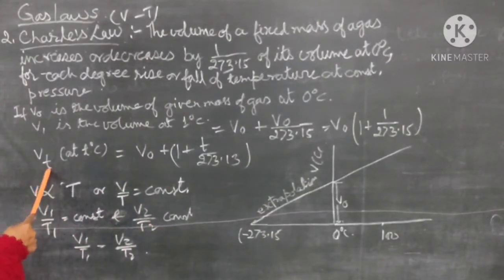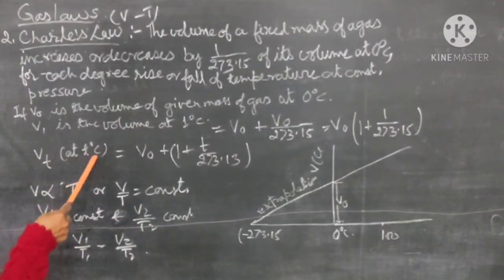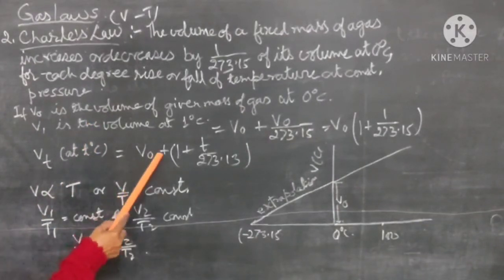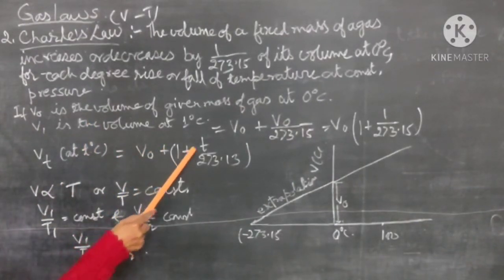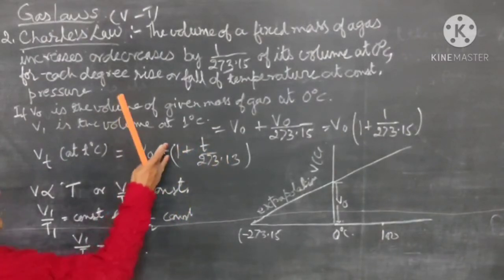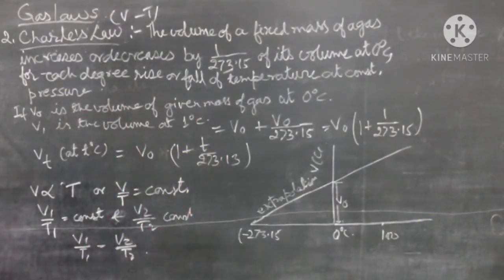And then for temperature T, we can write Vt at T degrees Celsius is equal to V0 times 1 plus T upon 273. So in this way we can represent the relationship between the temperature and the volume at T degrees Celsius. We can show per degree rise or fall in temperature. There is also an absolute scale of temperature, because when we write here there is one absolute temperature scale.